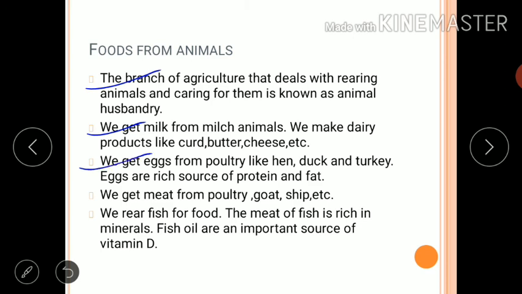We get eggs from poultry like hen, duck and turkey. And you know that eggs are quite a rich source of protein and fats. We get meat from poultry. Poultry means hen, duck and turkey. And from goat and sheep too.